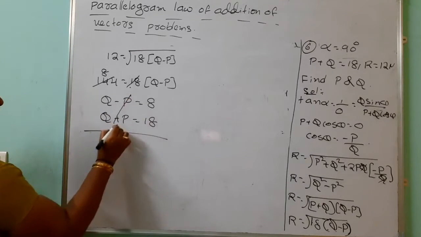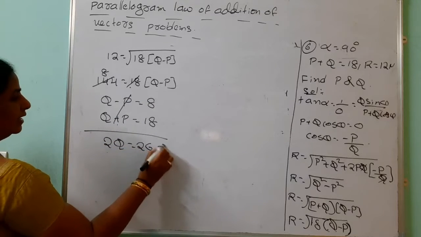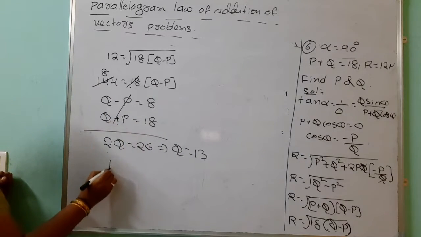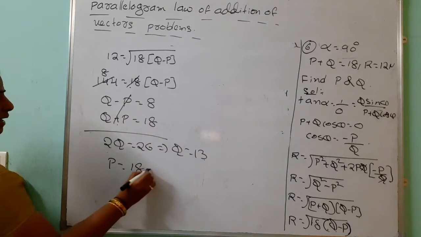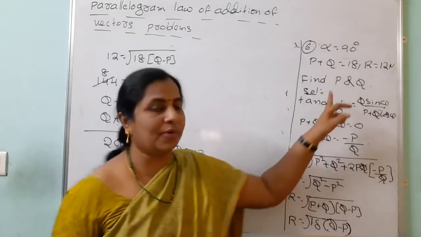After simplification, 2q equals 26. Then q equals how much? 13. When you know q, we can find p also: 18 minus 13 is 5. See, try to understand this one, very important concept.